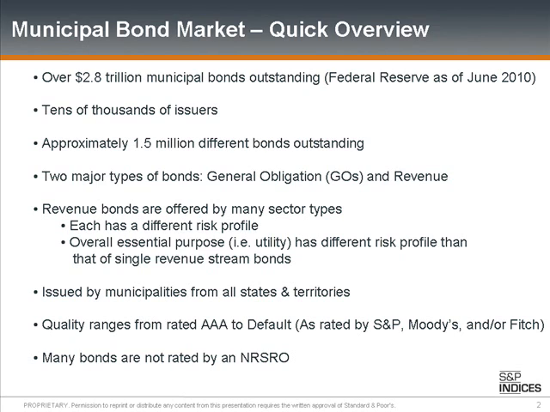And within the revenue bond sector, there are many different types of subsectors. Each has a different risk profile. Overall, essential purpose revenue bonds, such as utility bonds, have a different risk profile than that of single revenue stream bonds, like multifamily bonds. Municipal bonds can be issued by municipalities from all states and territories, and the quality can range from AAA all the way down to default, as rated by S&P, Moody's, and or Fitch. And many municipal bonds are actually not rated by a nationally recognized statistical ratings organization.